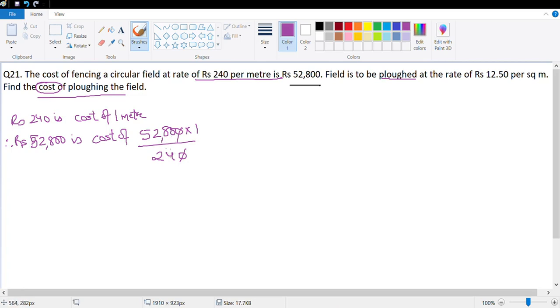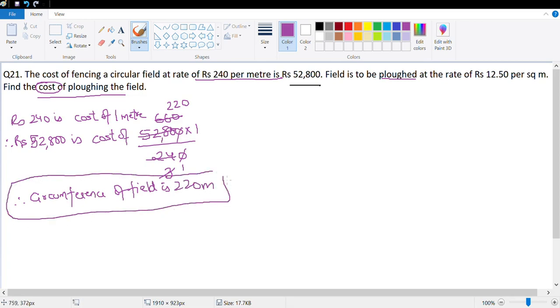So 0 and 0 gets cancelled. Let's try and divide. So that'll be 8 into 3. This is divisible by 8, yes, because 6 8s are 48. So 6 8 6 are 48. And then 0. 3 into 1, 3 into 2, 3 into 2, 0. Therefore, circumference of field is 220 meter. So we've calculated one thing, which is circumference of the field is 220 meter.